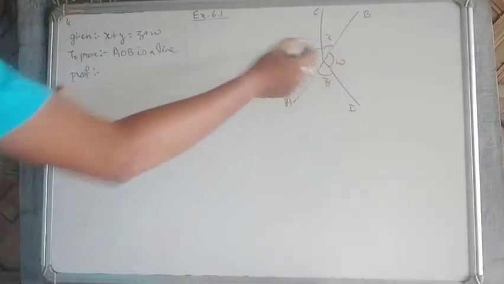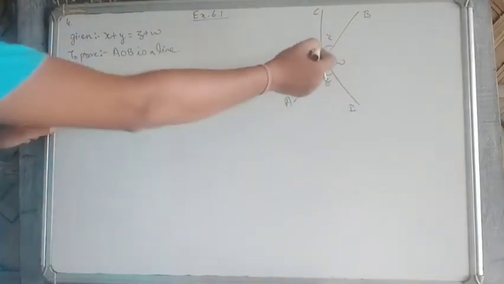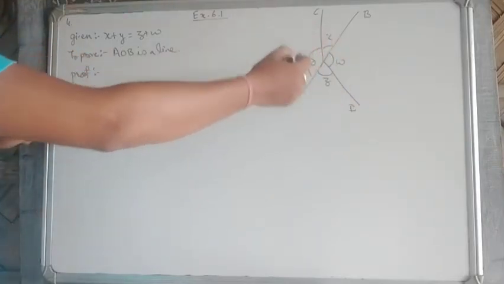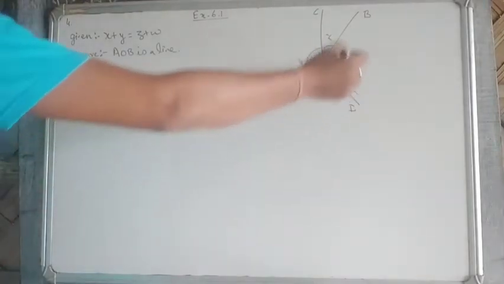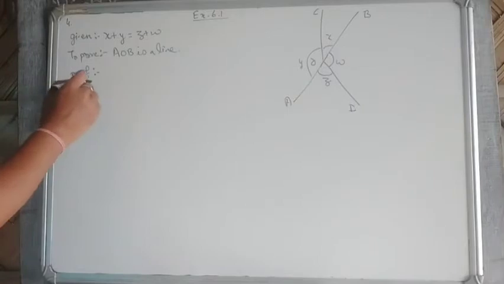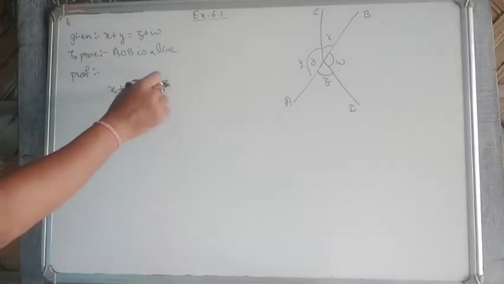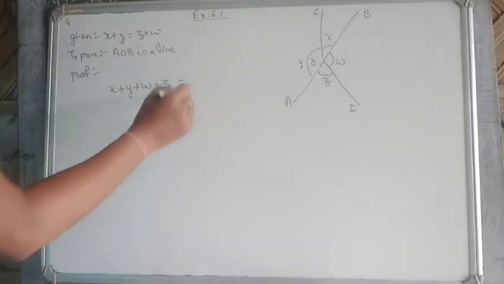Then proof. We can say all the angles total used to be 360. If you make the whole one round, it is always 360. So we'll say X plus Y plus W plus Z is equal to how much?